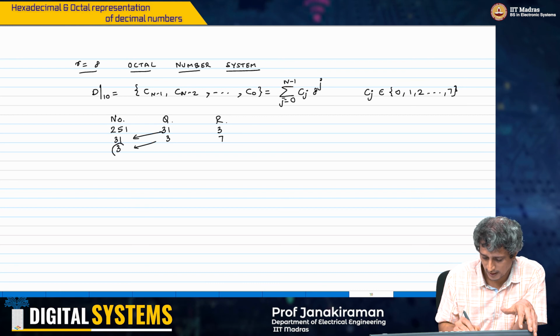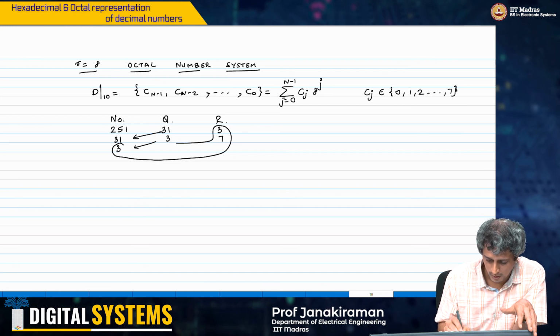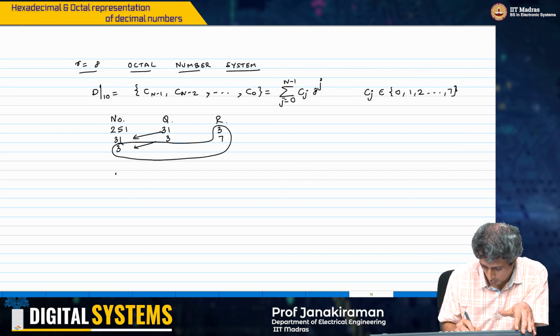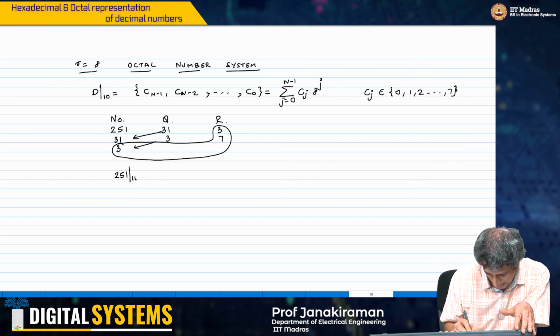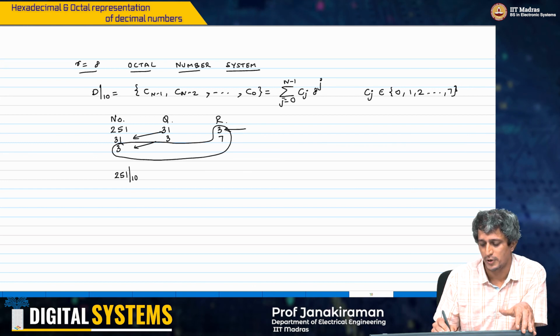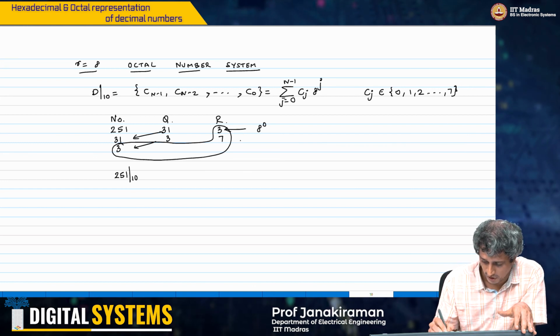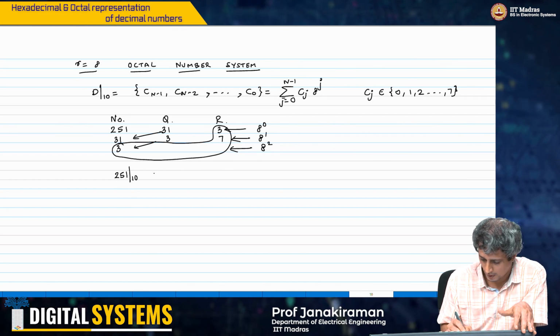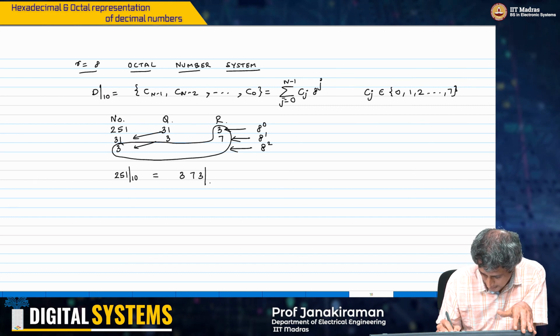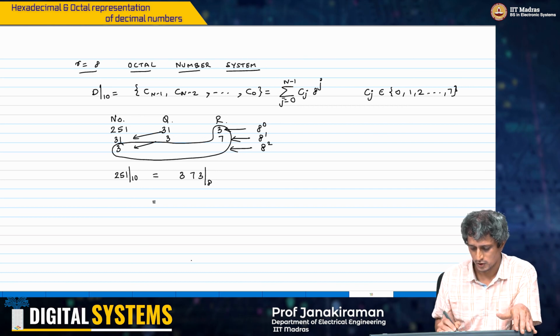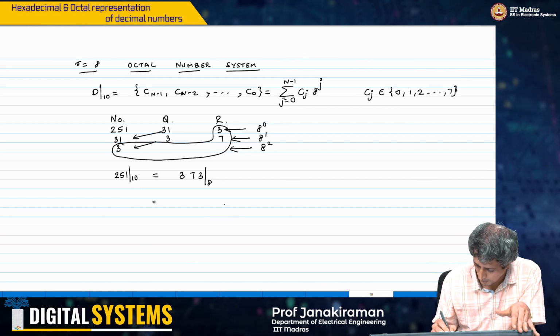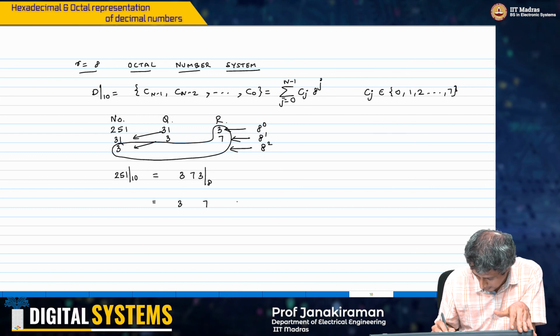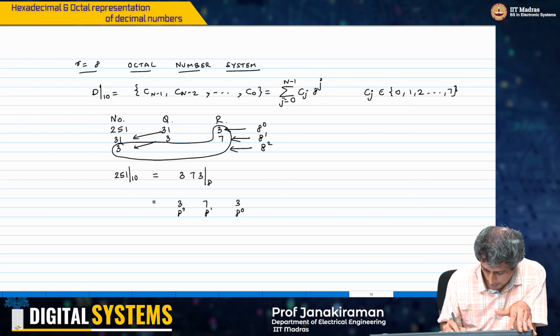So I just take these numbers. Remember, this is the least significant digit, which gets multiplied by 8 to the power 0. This is 8 to the power 1 and this is 8 to the power 2. So 251 in base 10 is going to be 373 in base 8. Why is this correct? Let's verify this. It is 373, with 8 to the power 0, 8 to the power 1, 8 to the power 2.